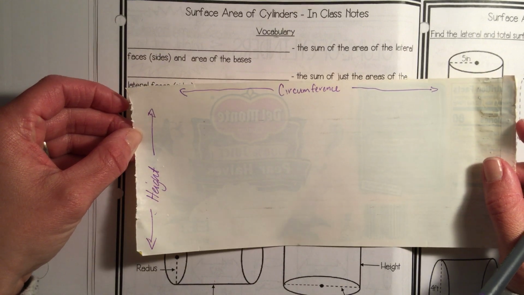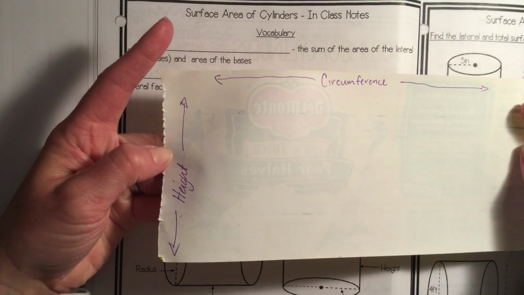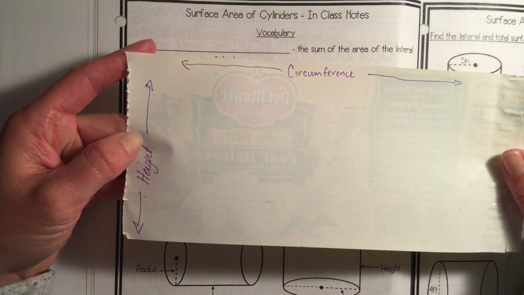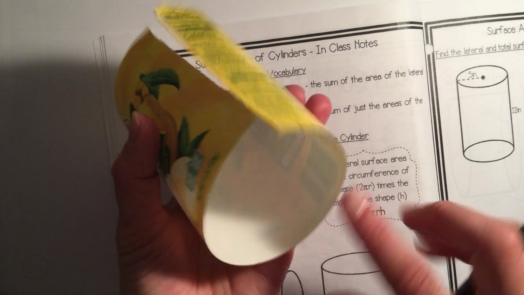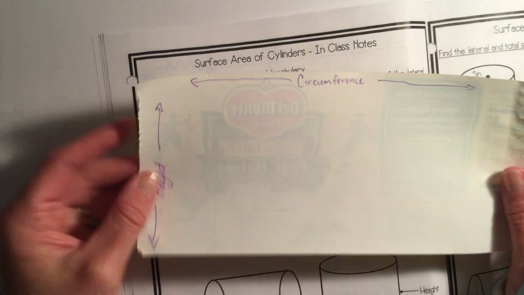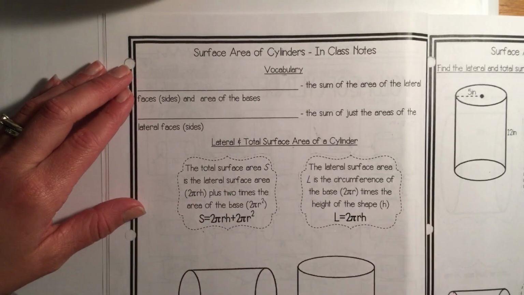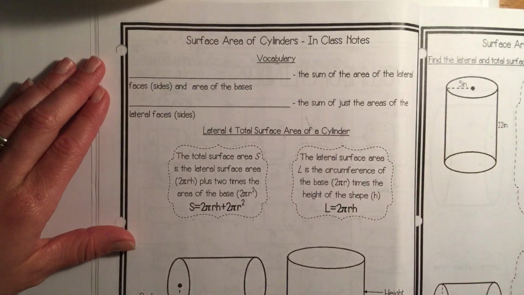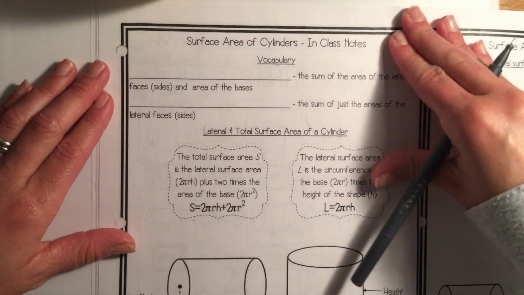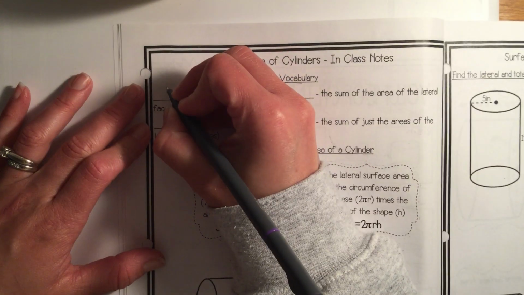So when you are going to find the surface area, you have to find the circumference, and then usually they give you the height. And so you are going to use those things plus the base plus the other base to get your surface area. Okay, so I have our surface area in class notes out from our cylinder unit. We're going to keep working on this together. So today we are going to find the surface area.